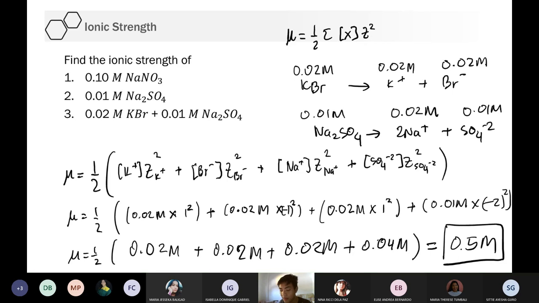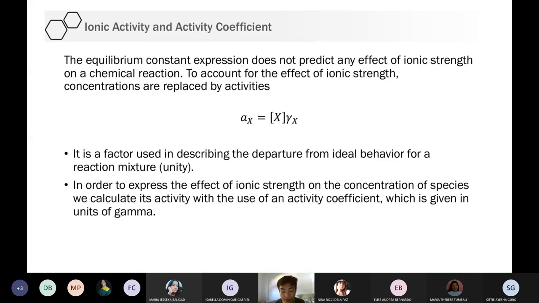Babaguhin natin ulit. So, let's talk about the ionic activity and the activity coefficient. Okay? So, since our equilibrium constant does not include any effects of ionic strength, that means there is something to be done sa ating equilibrium constant. May kailangan tayo baguhin sa equilibrium constant.